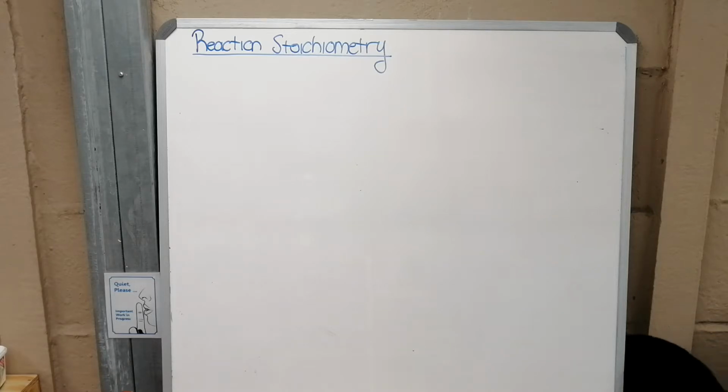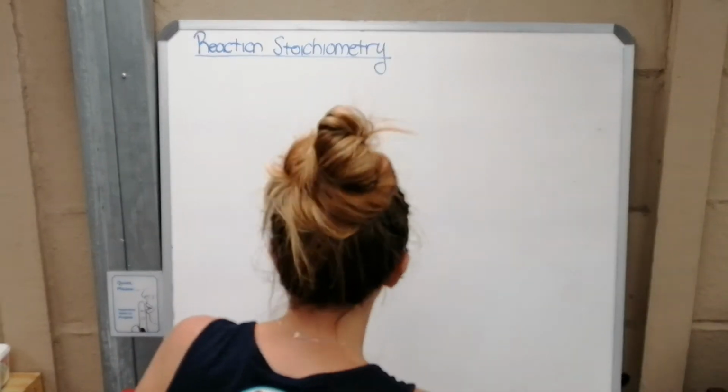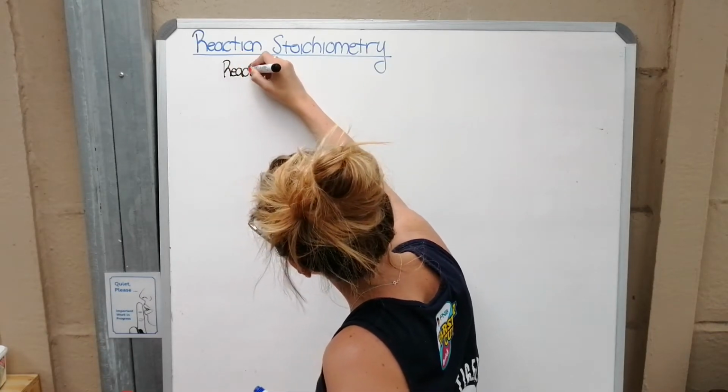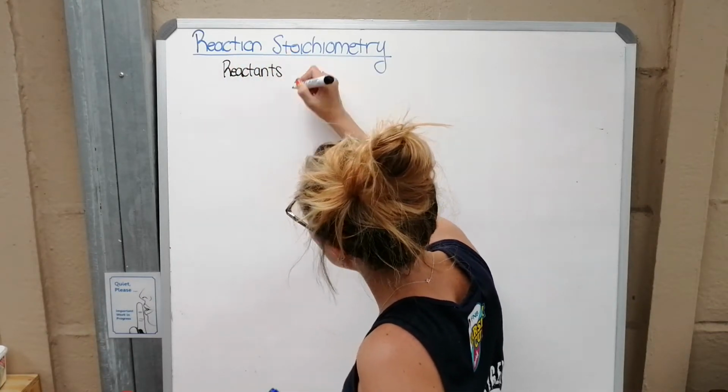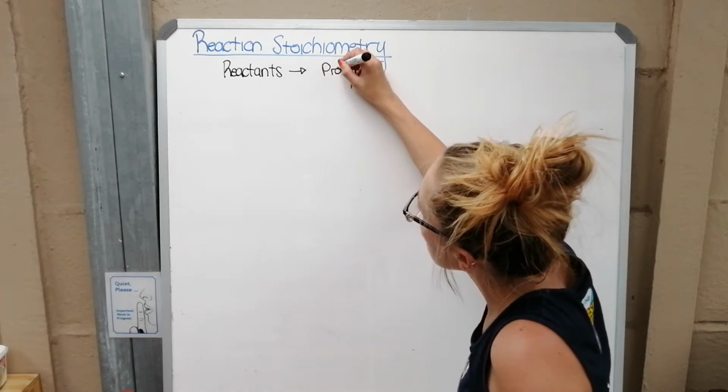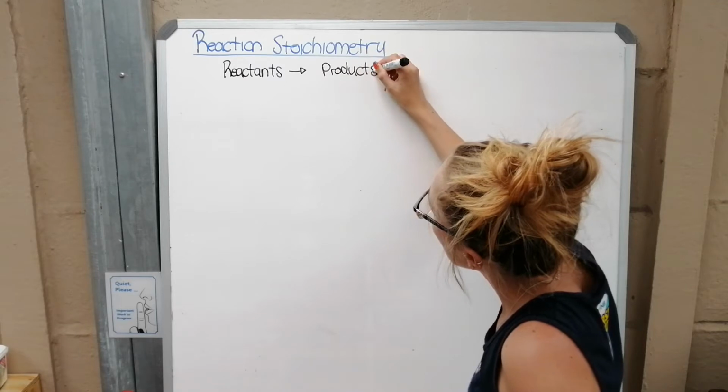Just back to basics, a quick reminder: the way we set up a chemical reaction, we've got our reactants on the left, so everything on the left hand side we call a reactant, and everything on the right hand side, those are our products. Okay.